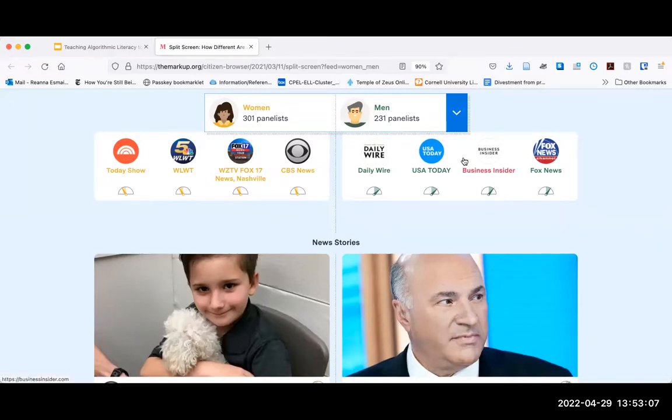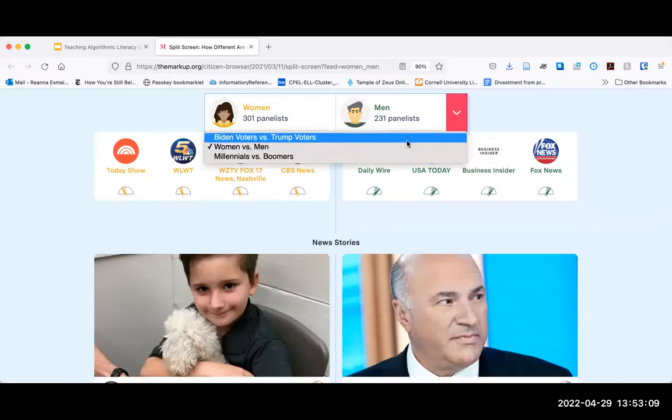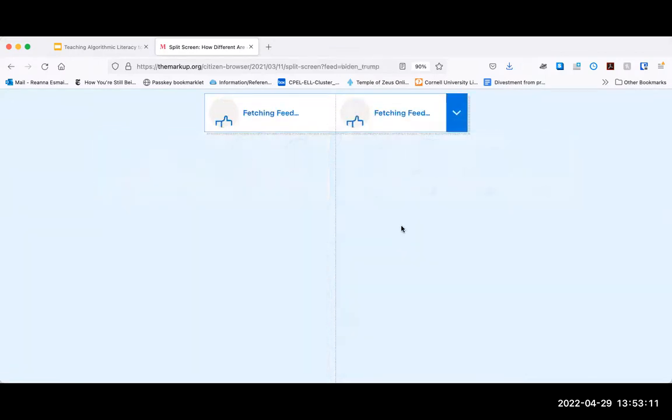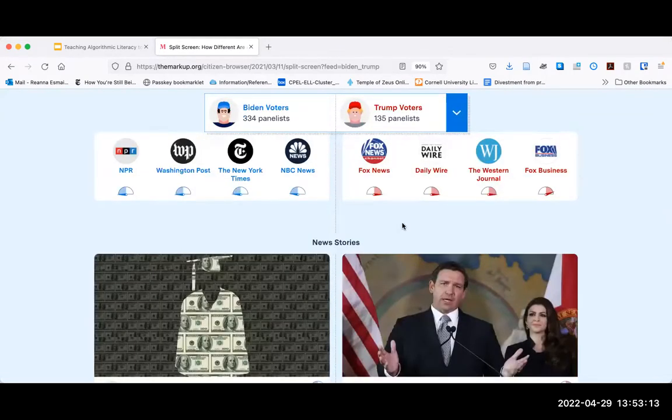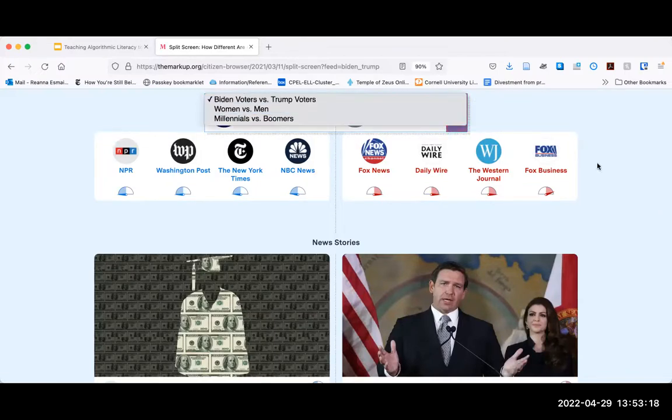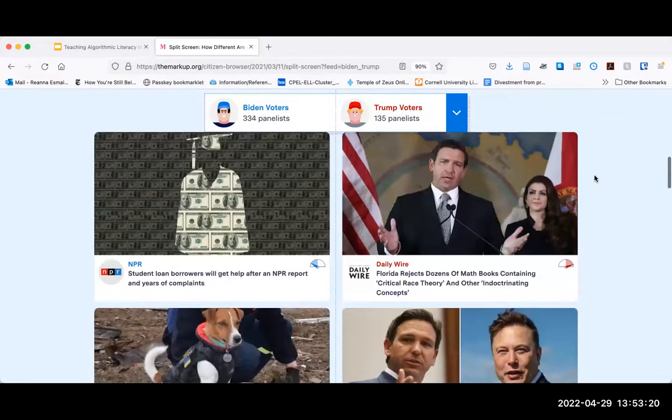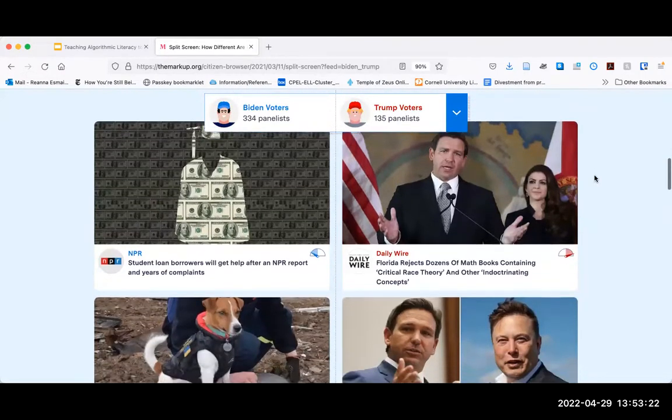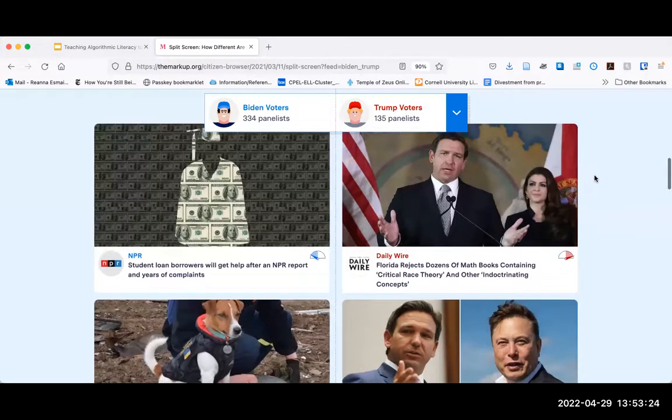Another category here is you could look at Republican or Biden voters versus Trump voters, I suppose. And you can see the primary sources here. So again, nothing shocking, but if you scroll down and look at the news stories here, you can see in real ways how coverage varies from one to the other.